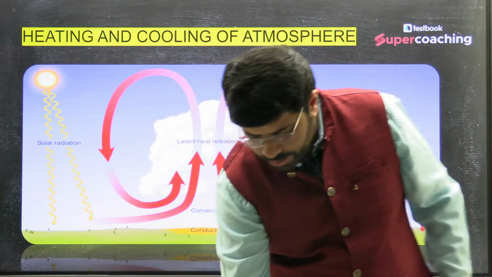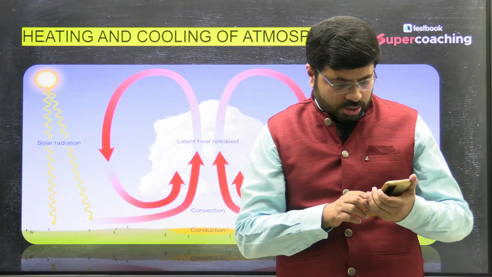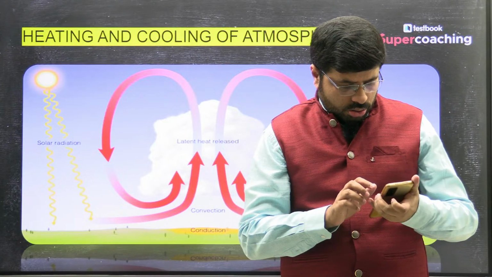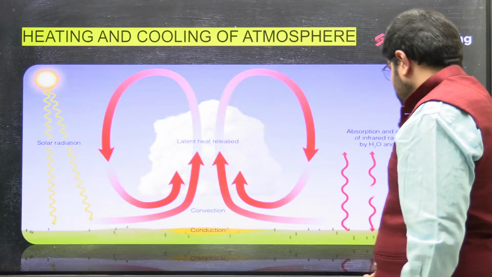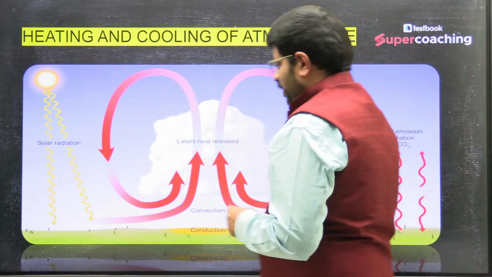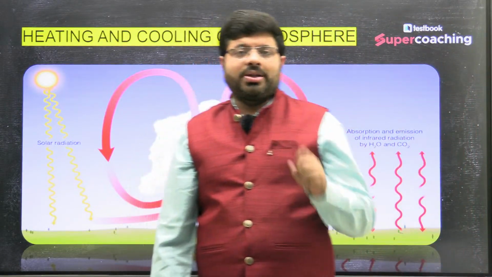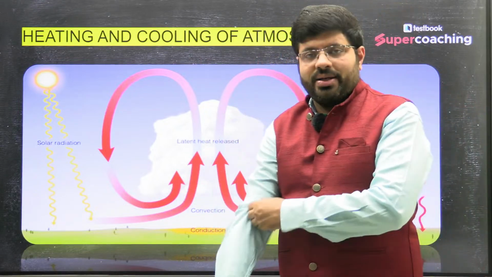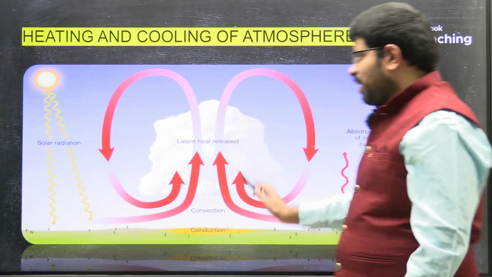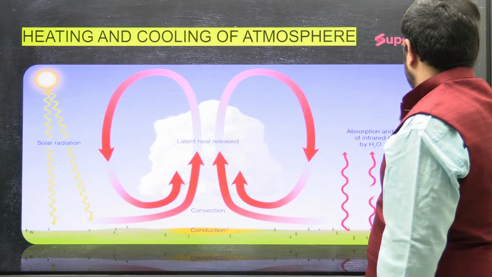Just a minute. Let me see if you have any doubts. And that heat is being distributed. Yes. Okay. So that is the process: heating and cooling of the atmosphere. The four methods: conduction, convection, terrestrial radiation, and advection. Let us try to understand all these things.